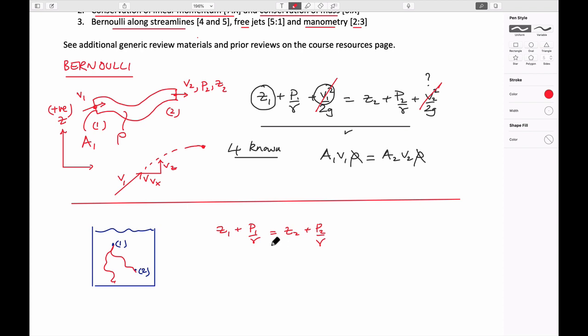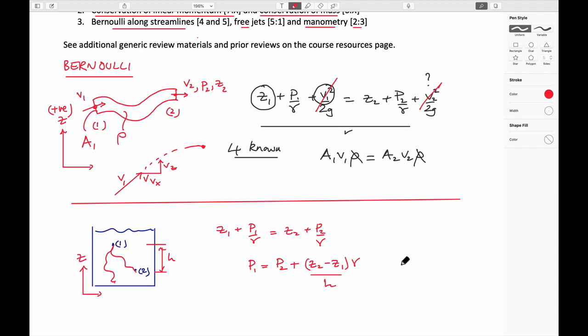In that case, where we define a coordinate system with Z vertically upwards, we can merely rewrite this equation as, for instance, P1 is equal to P2 plus (Z2 minus Z1) multiplied by the unit weight. And of course this value is the height separation between these two locations, and is basically the same expression that we've used in manometry.